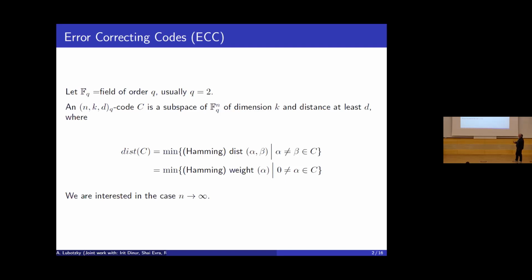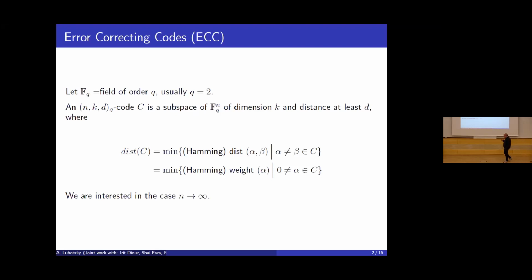What do we mean by distance? Distance of the code is the minimum of the Hamming distance between any two different vectors in the code. If you think about it for a second, because this is a linear code, if alpha and beta are in the code, then alpha minus beta is also in the code, so you can take the distance to 0, which means it's the minimum of the Hamming weight of alpha, where alpha runs over all the non-zero vectors of the code.